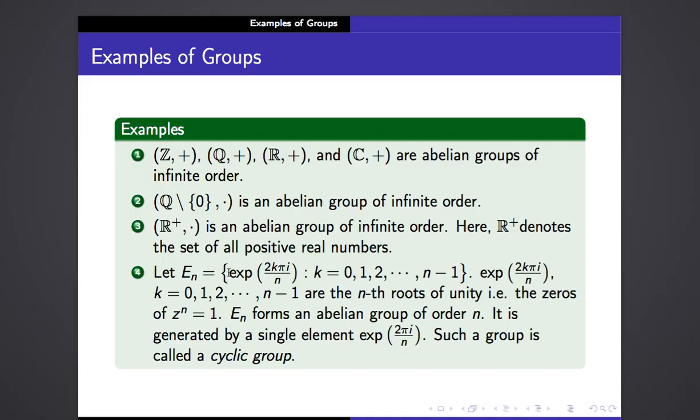These are, in fact, the nth roots of unity. What does that mean? That means the zeros of the equation z to the power n equals 1. So these are the solutions, okay? There are n solutions of this equation, z to the n equals 1, and those are the n solutions of this equation.